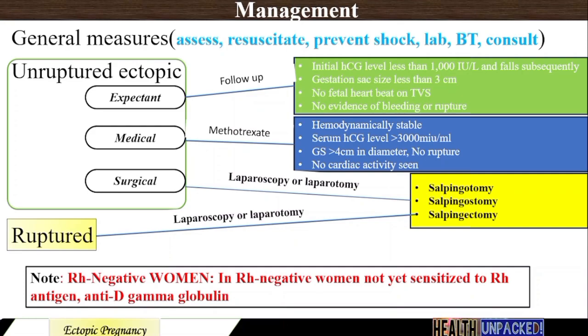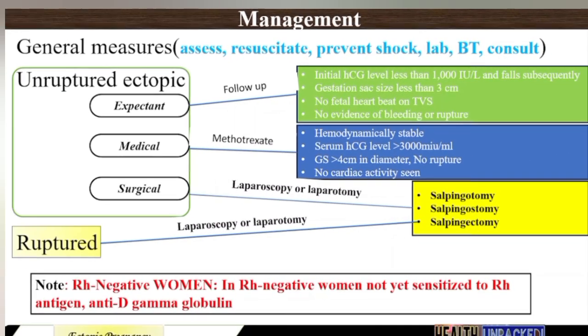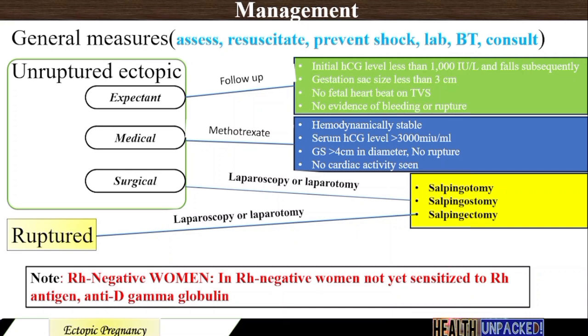For medical management, we use methotrexate. This is a drug. To use methotrexate, we have to have some criteria: a hemodynamically stable woman, serum beta HCG less than 3,000, and the gestational sac should be less than 4 centimeters, there should not be a tubal rupture, and no cardiac activity is seen. So this woman will take medical management.